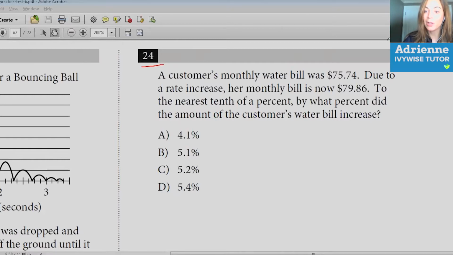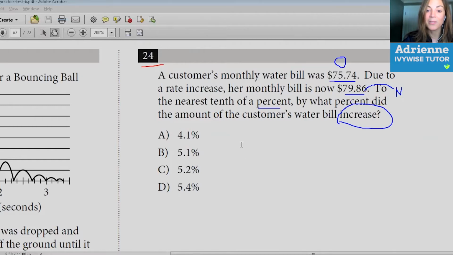If we take a look here, it says a customer's monthly water bill was $75.74. So this was the original bill. Then it said due to a rate increase, her monthly bill is now $79.86. So this one we're going to label N for the new rate. Then it says to the nearest tenth of a percent, by what percent did the amount of the customer's water bill increase? This word right here, that's our trigger for the formula we just learned, the new minus the original over original.